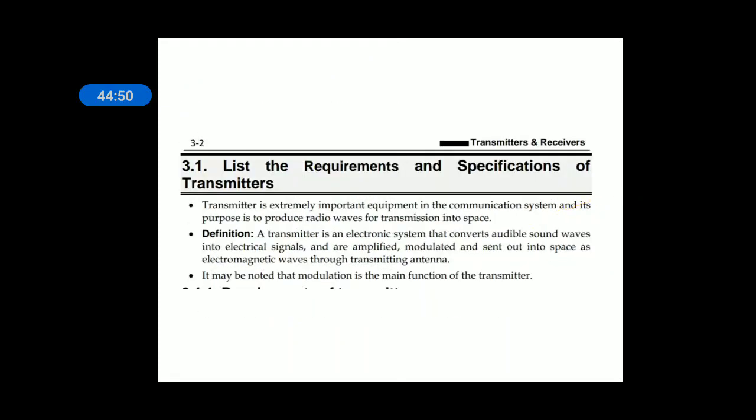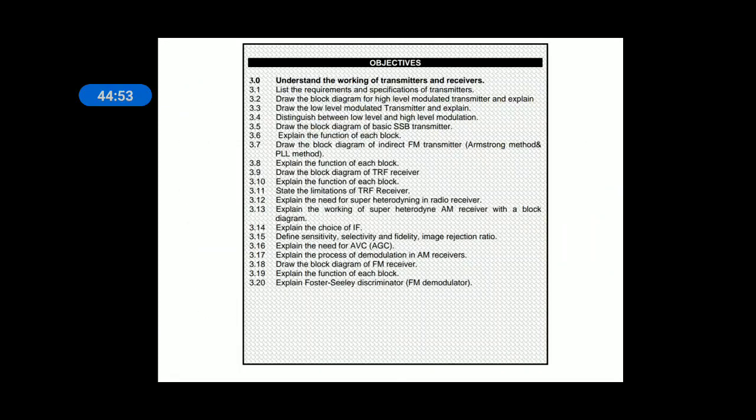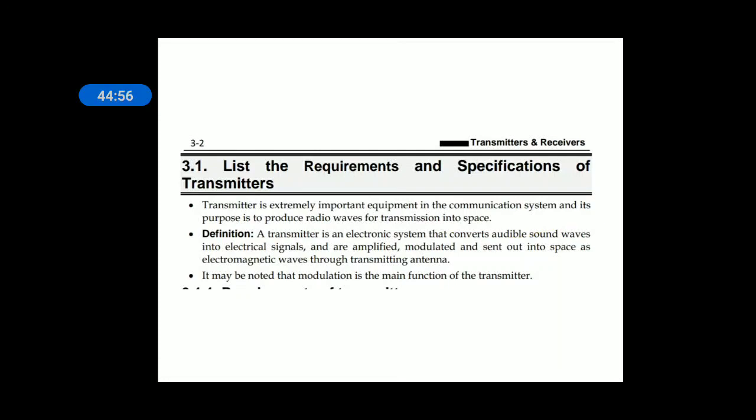With this, transmitters and receivers are completed. A transmitter is an electronic system which converts audible sound waves into electrical signals, amplifies and modulates them and sends them out into free space, whereas a receiver is the opposite of your transmitter, which is also an electronic system which receives modulated signals, selects a particular desired signal out of all the modulated signals, demodulates it, amplifies it and produces sound waves from the electrical signal with the help of transducers.